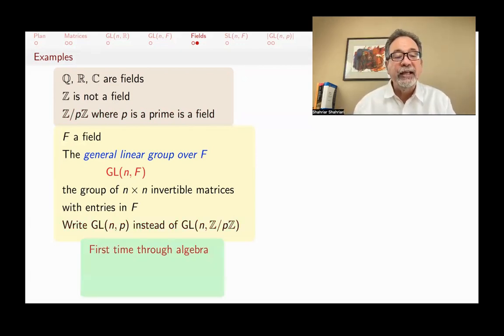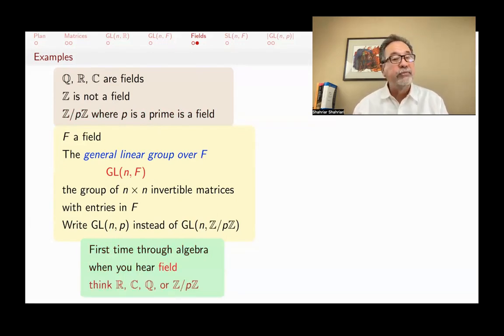That's the notation. If this is your first time through abstract algebra, then whenever you hear the word field, just think the real numbers, the complex numbers, the rationals, or integers mod P. That's all I want you to do. If you already know about fields, then the entries could be from any general field. For example, they could be rational functions.